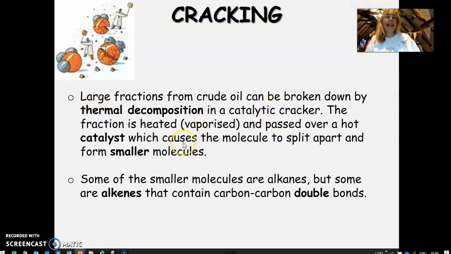So what happens is we take that long fraction, something like decane, and we heat it, and as it's heated it vaporizes and it passes over that hot catalyst, and it causes the molecule to split apart into smaller molecules. Now the key thing to remember with cracking is that with those two smaller molecules, one of them is always going to be an alkene. Remember, alkenes have the double carbon bond between one of its carbon pairs. Okay, what I'd like you to do is pause the video and copy this heading and bullet points.